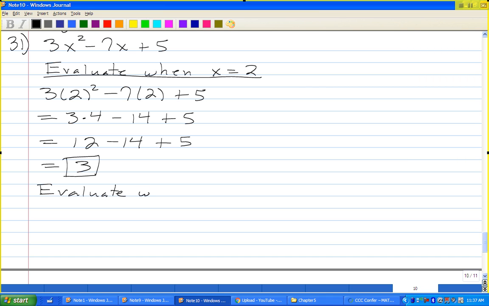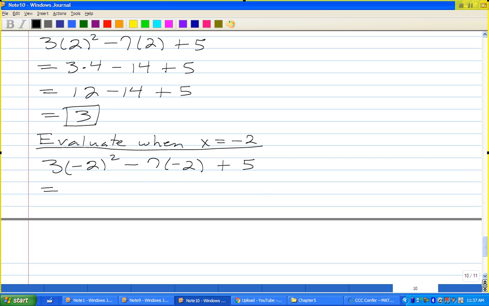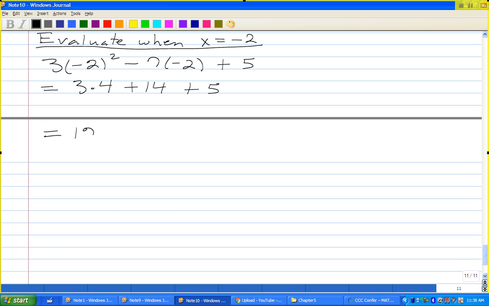Evaluate when x is equal to negative 2. So I have 3x squared minus 7x plus 5. Negative 2 squared is 4. Negative 7 times negative 2 is a positive 14 plus 5. 12 plus 14, 26 plus 5, 31.